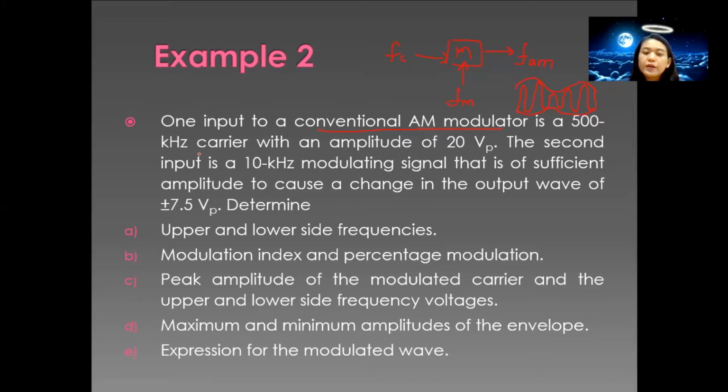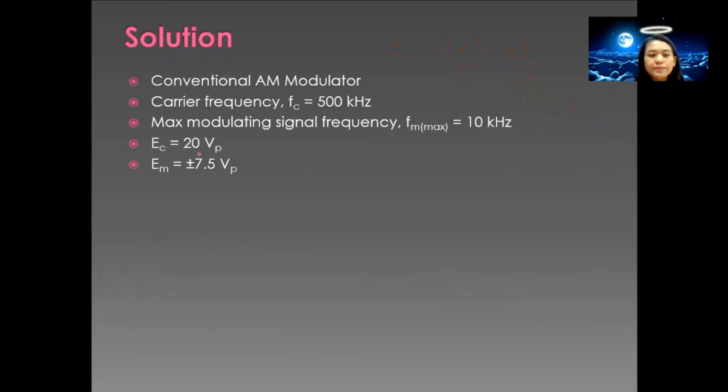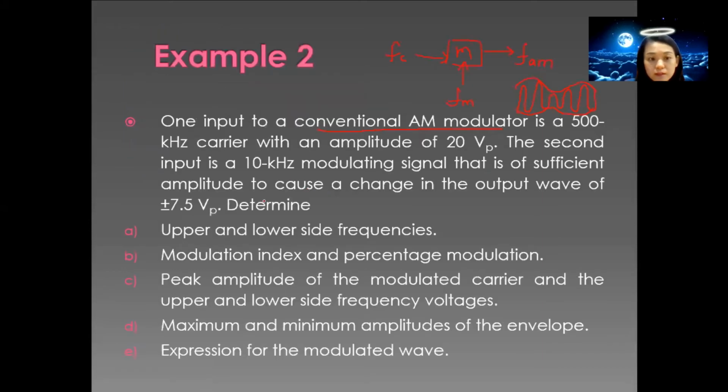Now we go to A. Before we go to A, we have to take out all the information from the question. So we know that it's a conventional AM modulator and our carrier frequency Fc is 500 kHz and our maximum modulating signal Fm maximum equals 10 kHz. Then from the question, we have two values, 1 and 2.